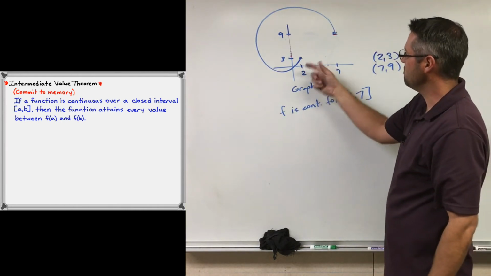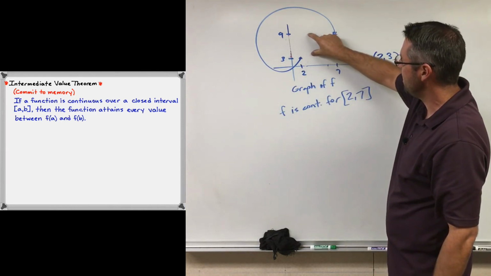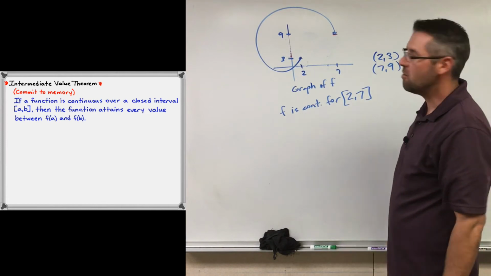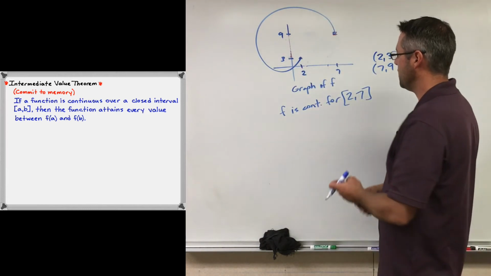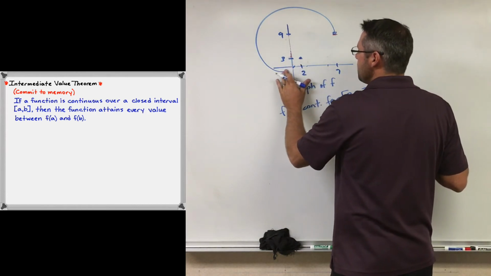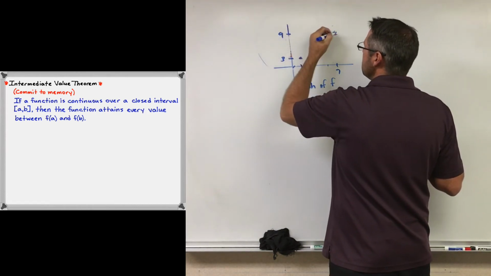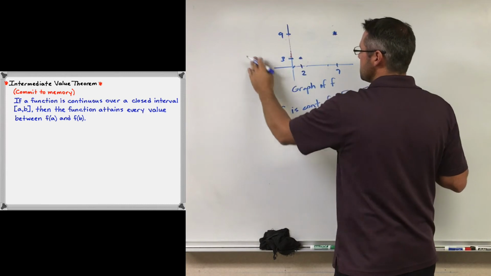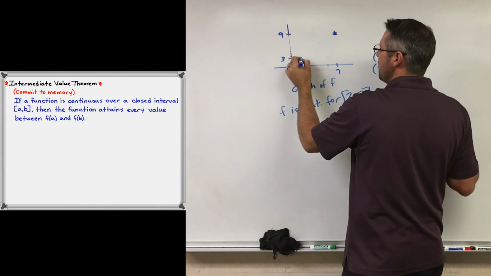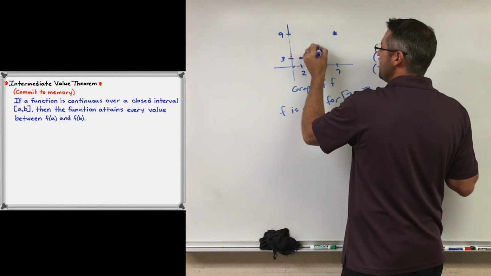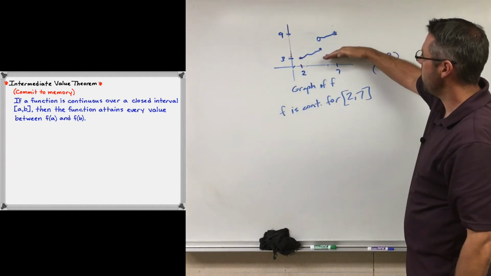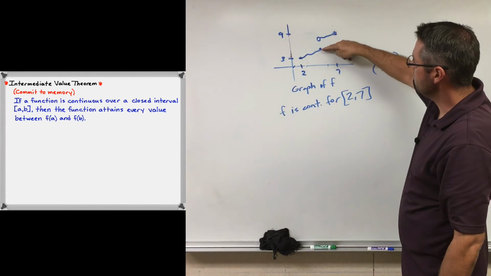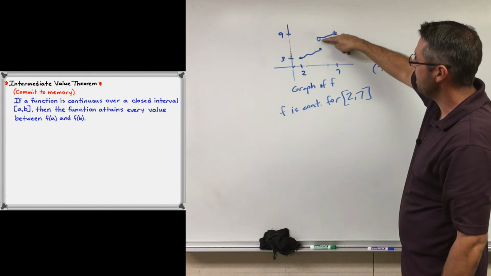Within 2 to 7, do we touch any values between 3 and 9? No, we don't. But this isn't a function, right? It fails a vertical line test. Okay? The other counterexample, if you would, and it's not a counterexample, is that if I'm going along here and then I jump and then I go along. You go, did it touch every y value? No, it didn't. From this y value to that y value, it did not touch.